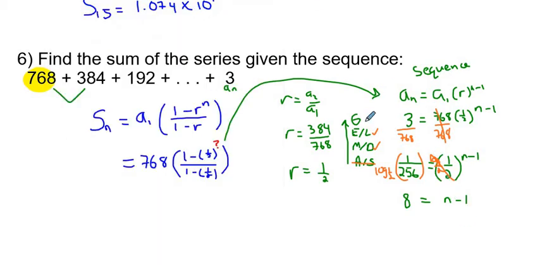So then to finish it up, we're at the grouping symbol. So we need to add 1 to both sides, and we get that n is 9.